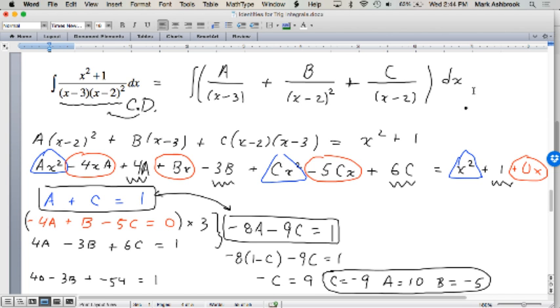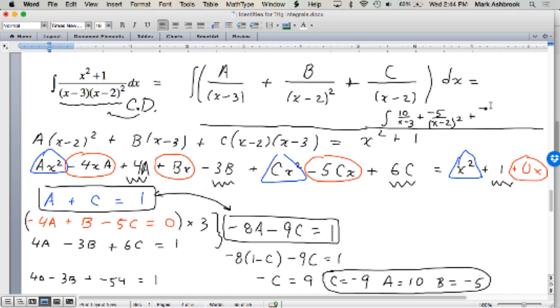So then this right here is equal to 10 over x minus 3 plus negative 5 over x minus 2 squared plus negative 9 over x minus 2. So we'll just talk through it. I'm not going to write down that. So now we're ready to do antiderivative. This is all doable now.